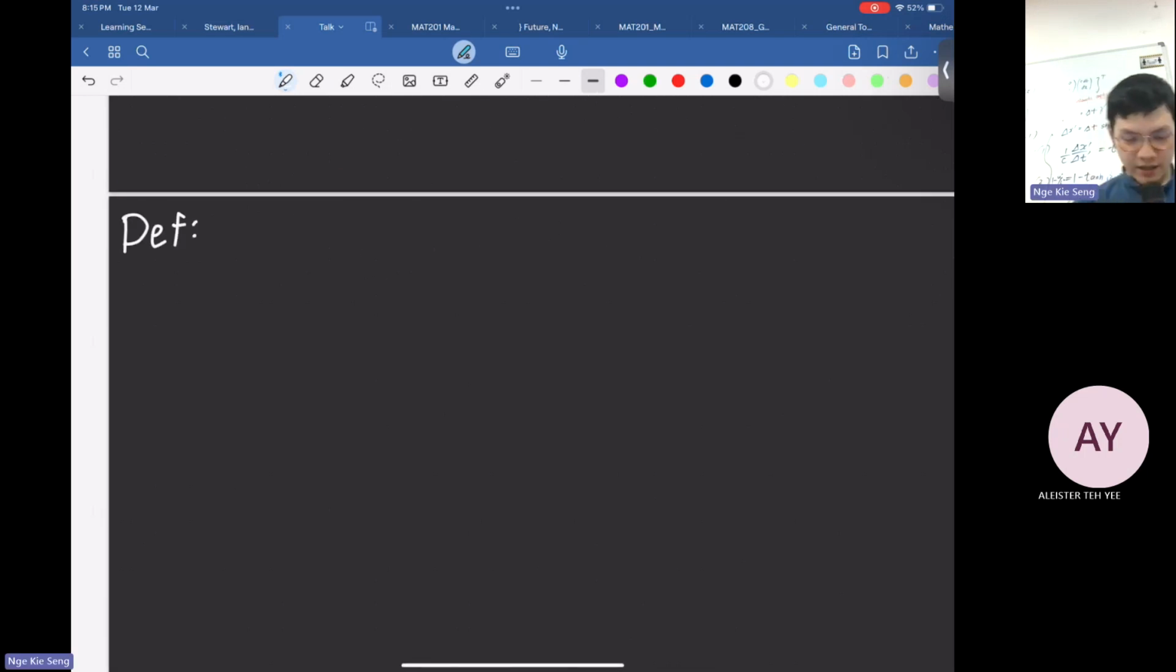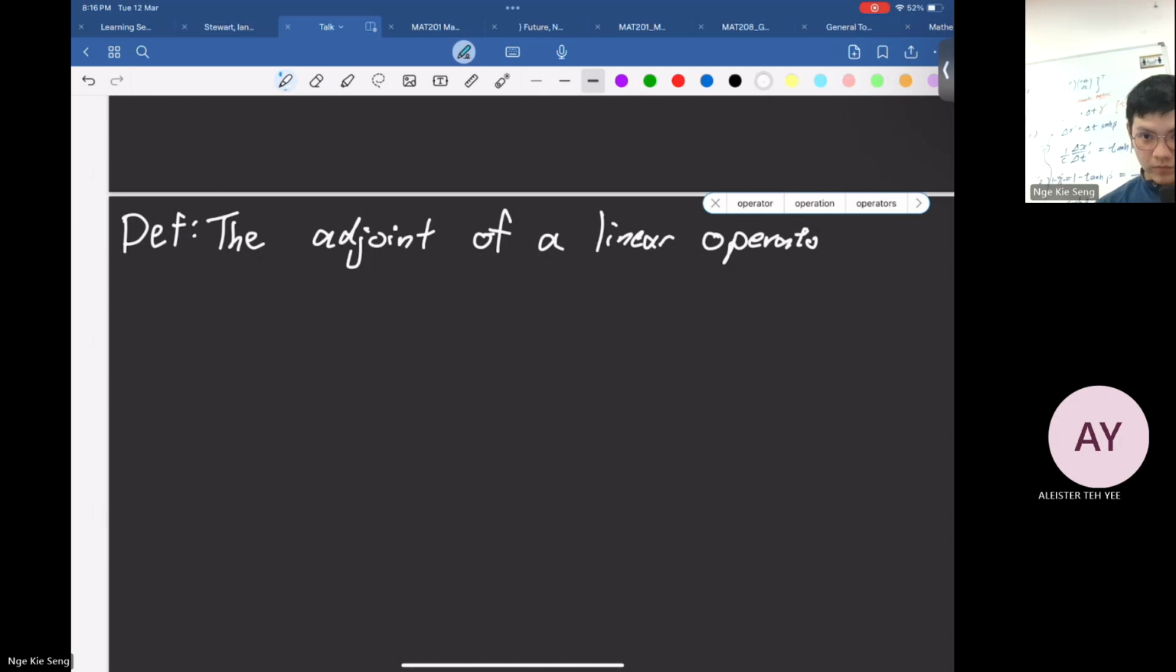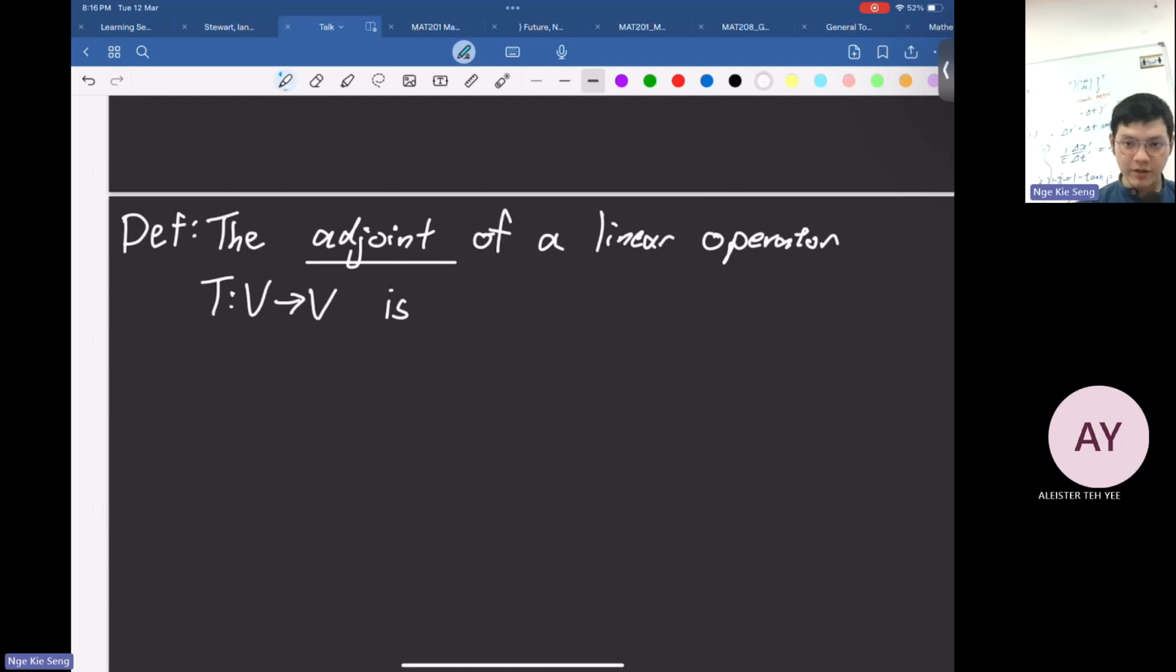So the next thing is about the adjoint of a linear operator. This linear operator is special. This is a linear operator from V to itself. I can define an adjoint for this operator, which I denote as T star. So how do we find this T star? This T star needs to satisfy one property.